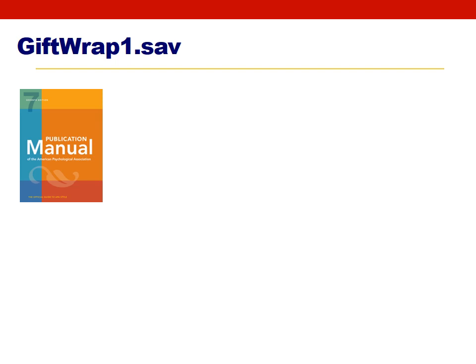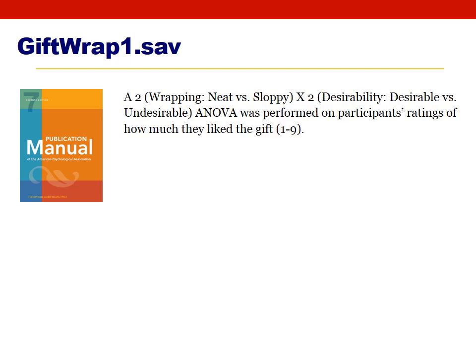The one new thing we're going to add is a sentence at the beginning of our write-up that explains all of the variables and levels and the design of our study. For this example, that sentence would look something like this. A 2x2 ANOVA was performed on participants' ratings of how much they liked the gift. Again, you don't need to get creative here. You can always say a 2x2 ANOVA was performed on blank, where blank is whatever the dependent variable was.